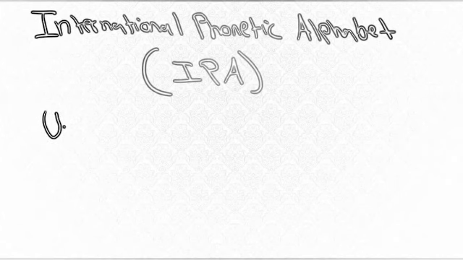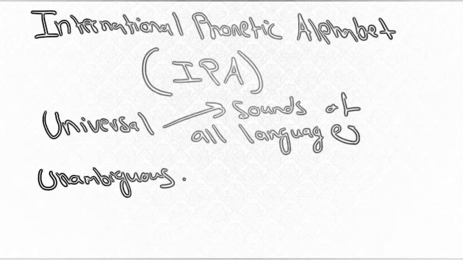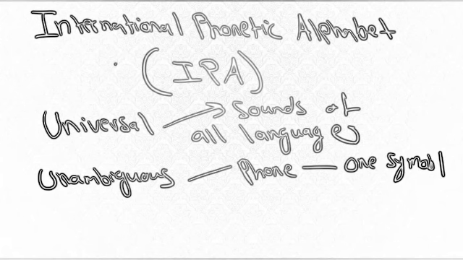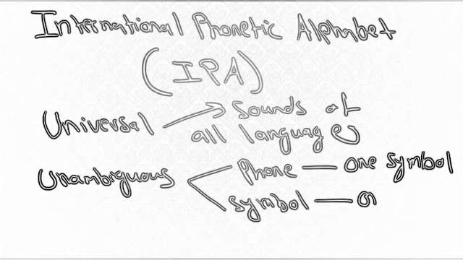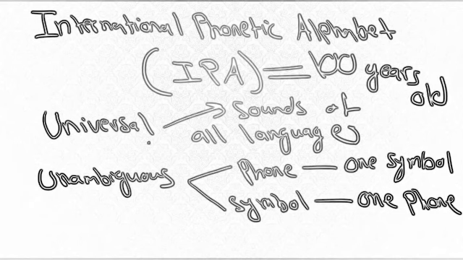Luckily for us, an alphabet as so does exist already. It is called the International Phonetic Alphabet. In short, we call this IPA. IPA is universal in that it explains the sounds of all languages. It is unambiguous in that for every sound or phone, there is one symbol that represents it. And every symbol corresponds to only one sound or one phone. IPA is over 100 years old and is still running strong today.